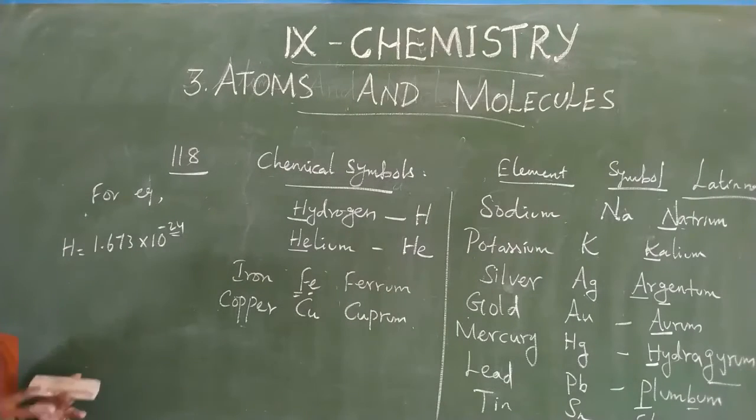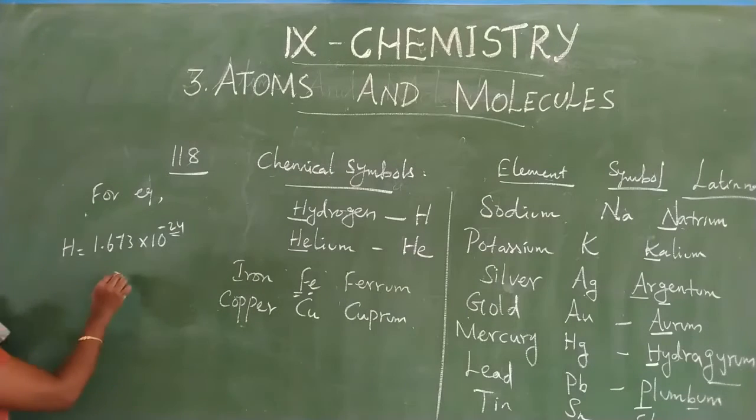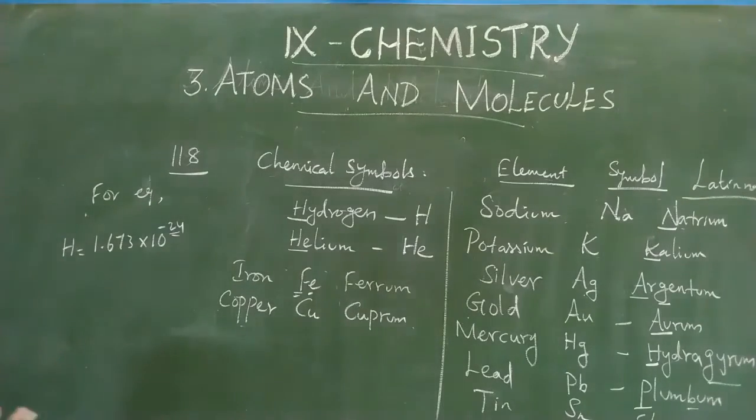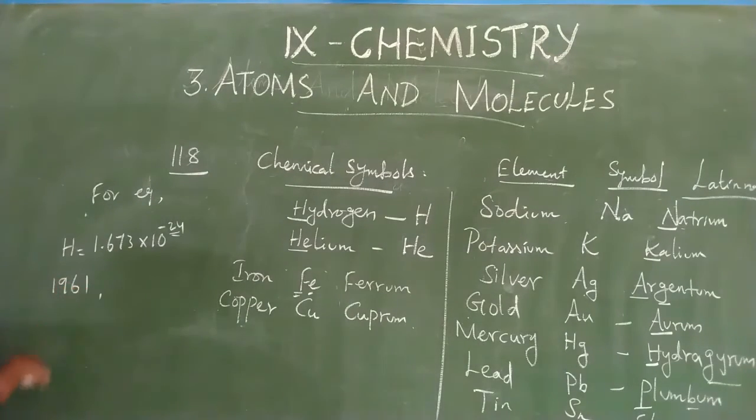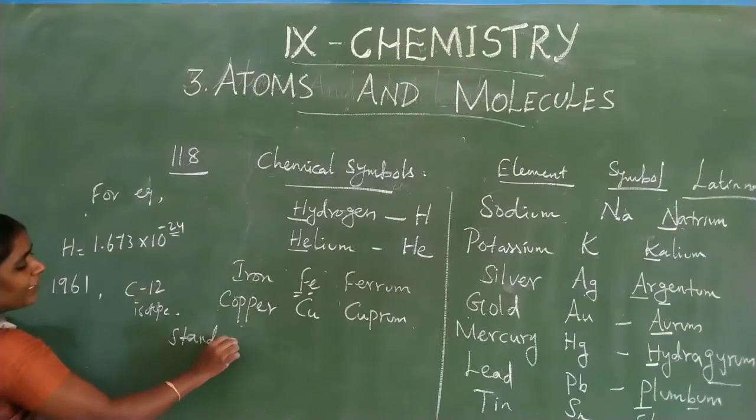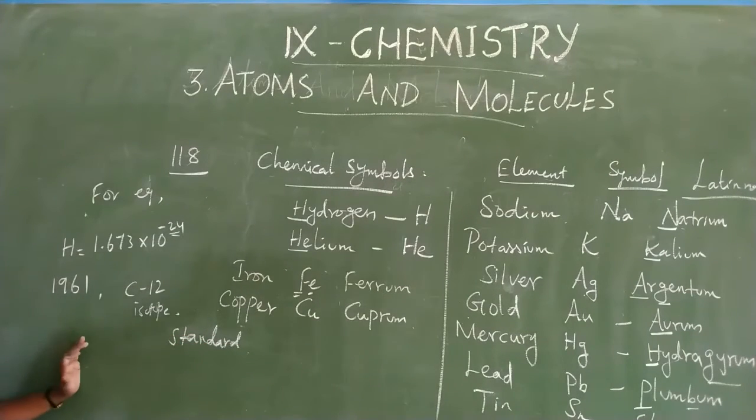So for that, we have to find the atomic mass in the form of whole numbers. Isn't it? For that, earlier scientists used oxygen 16 as a standard mass. But nowadays they are using carbon 12. Do you know what carbon is? It is an element, you know very well. From 1961 onward, we are using the carbon 12 isotope as a standard. With the help of this, nowadays we calculate the mass of an element, that is atomic mass.